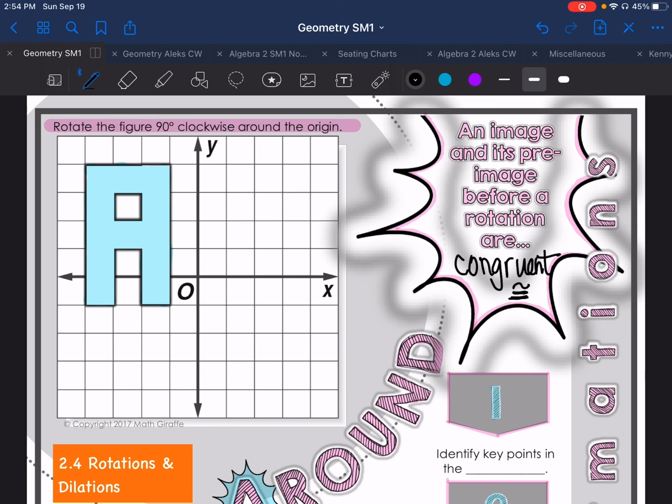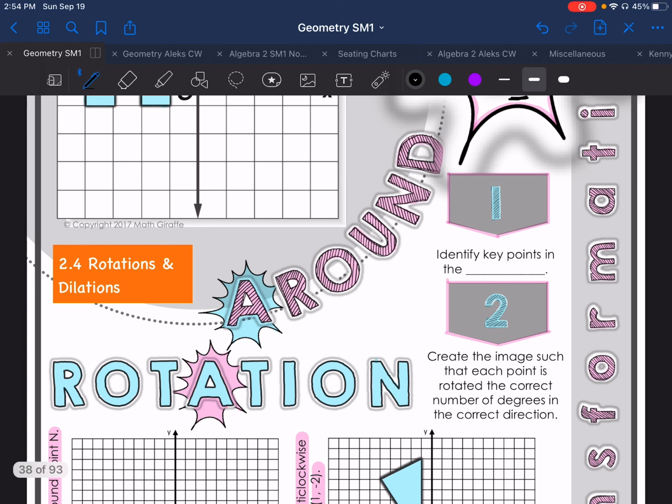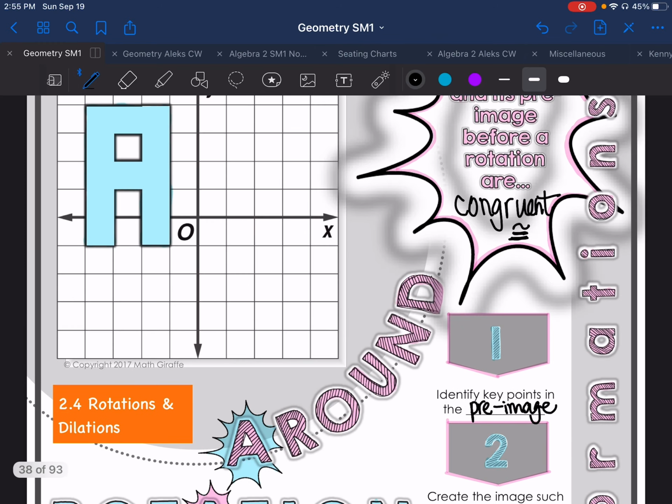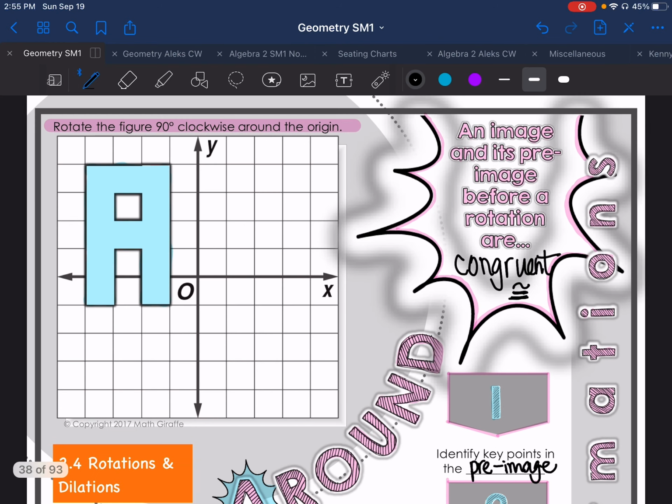All right. We're going to do two things. We're going to identify some key points in our pre-image, that is the figure that we see originally. And then we're going to create the image such that each point is rotated the correct number of degrees in the correct direction.